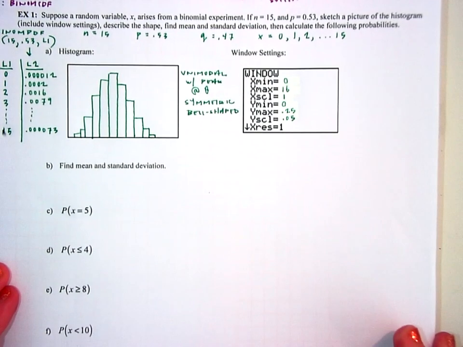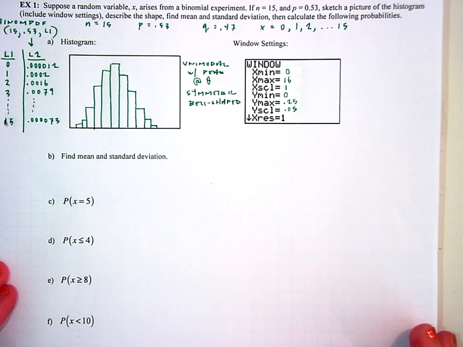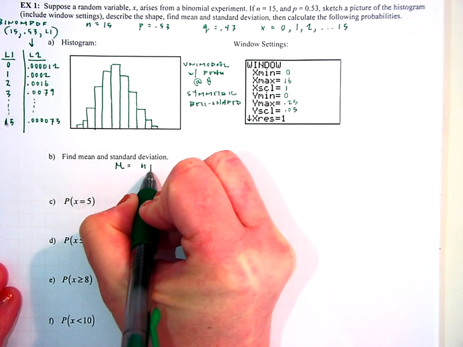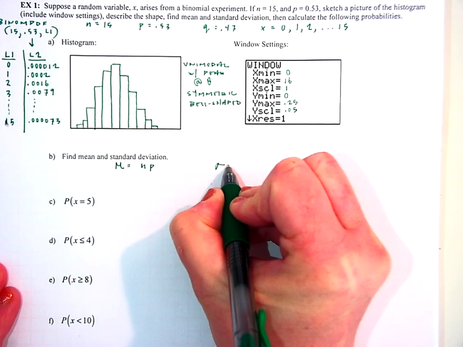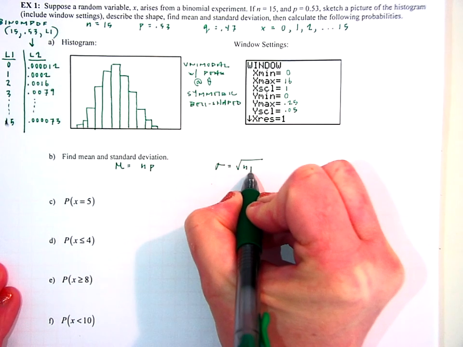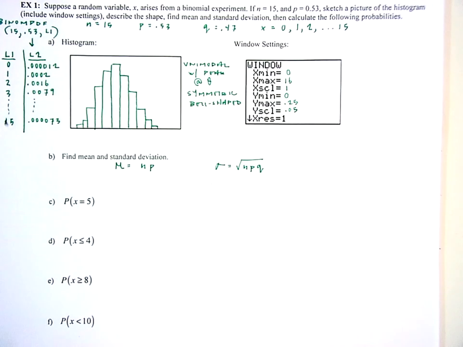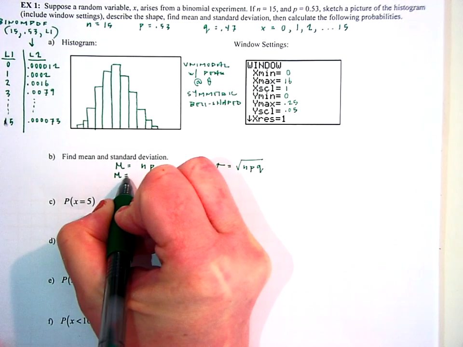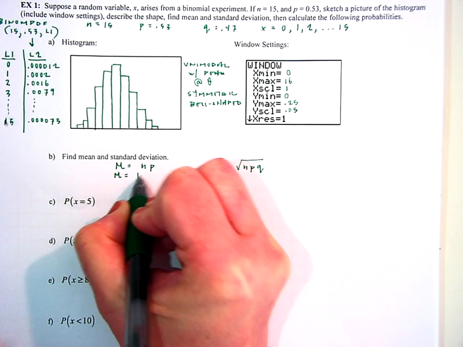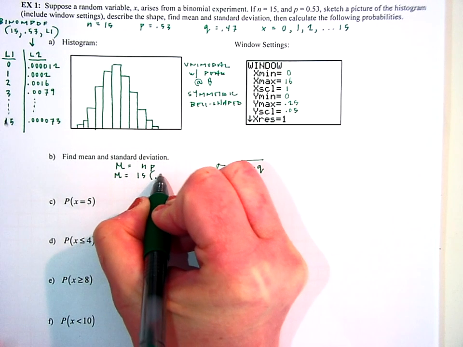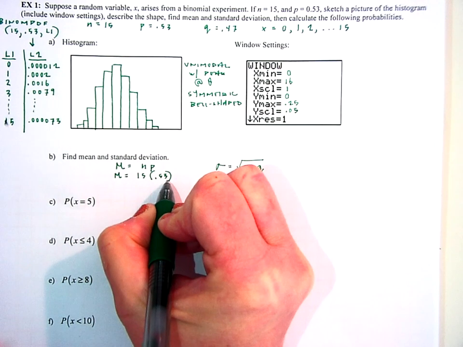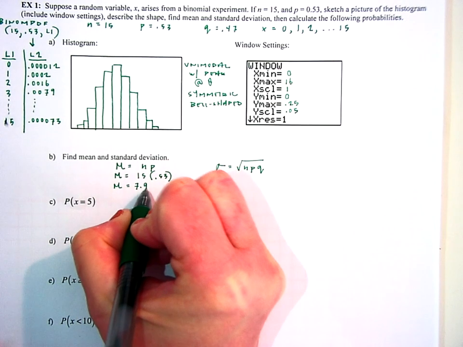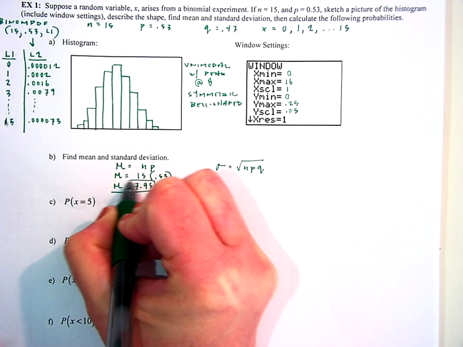So let me slide this up for a moment. Okay, so my mean is going to be N times P, and my standard deviation will be the square root of NPQ. On a quiz, I will give you these formulas. I don't need you to memorize them, but I'm guessing that most of you will because it's pretty easy. So I'm plugging in 15 for the N times 0.53 for the P, and I'm going to get a mean that is exactly 7.95. So that's my average.